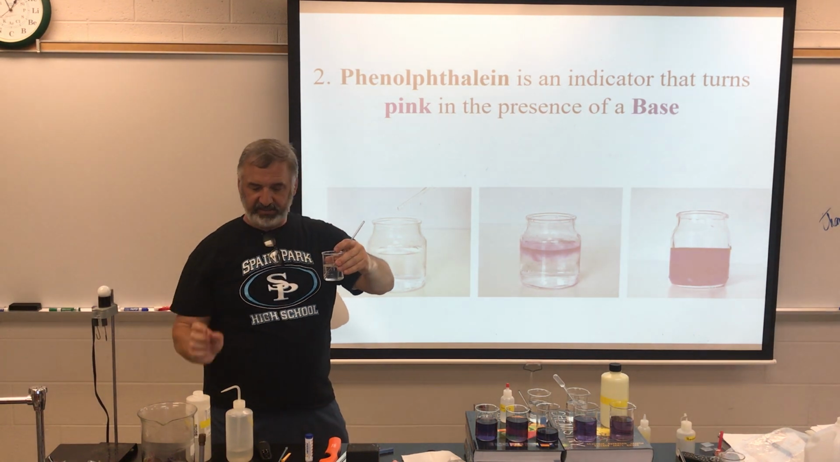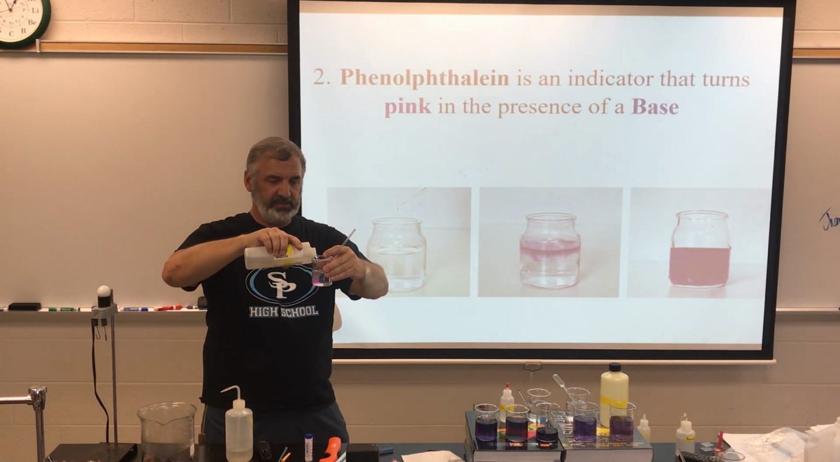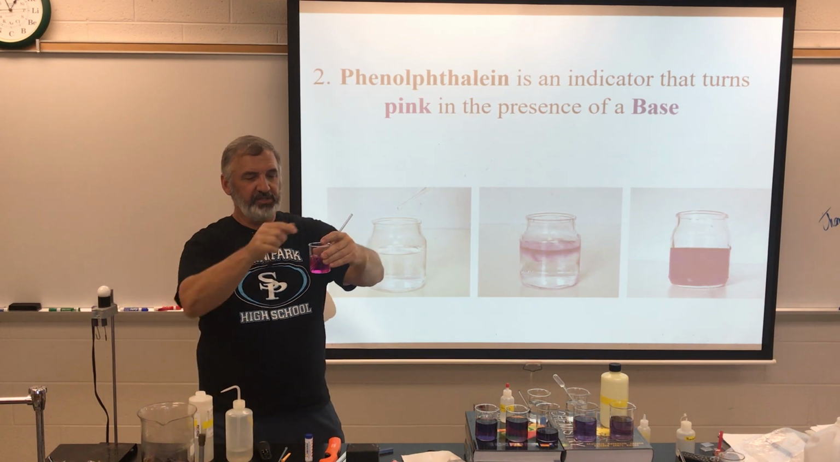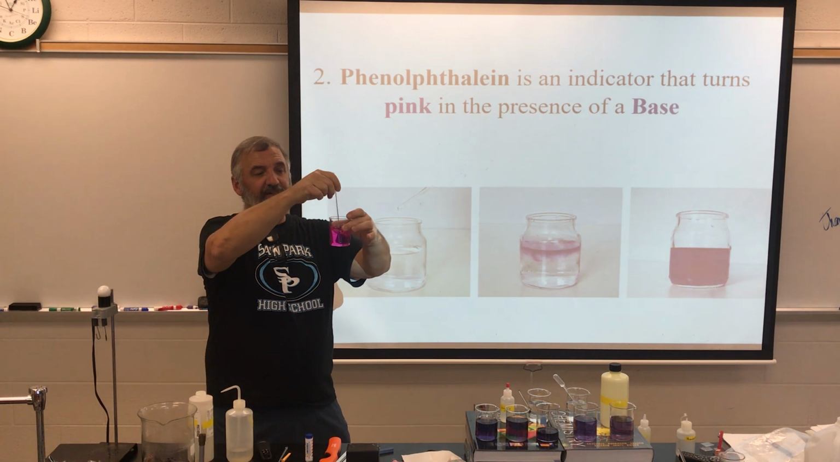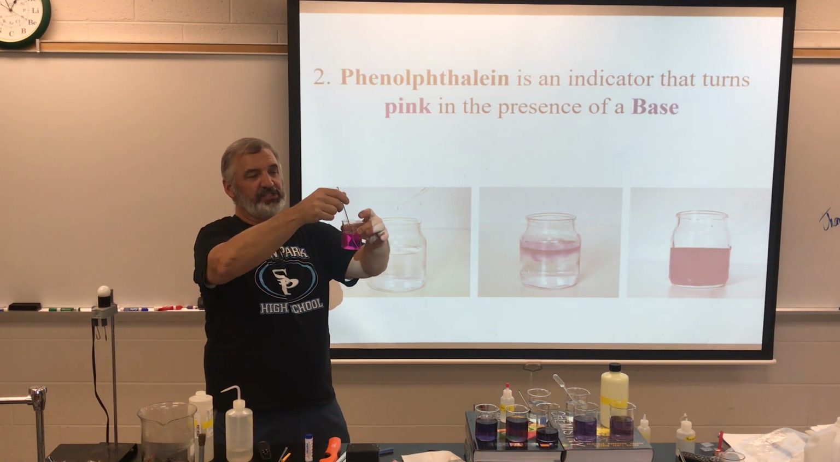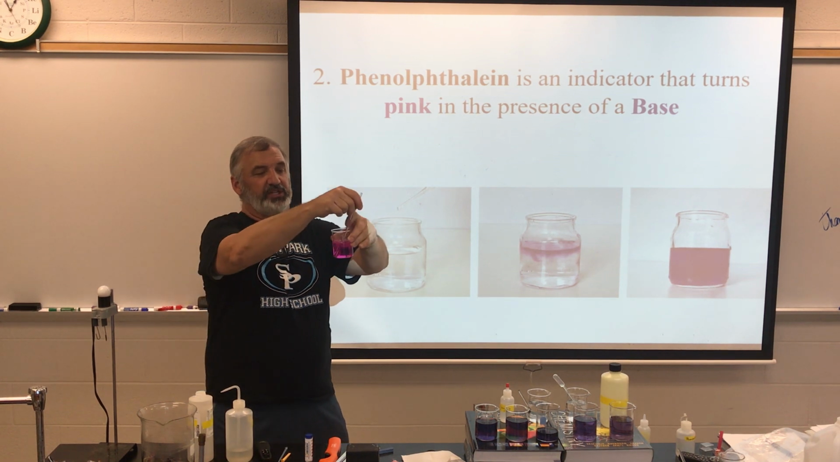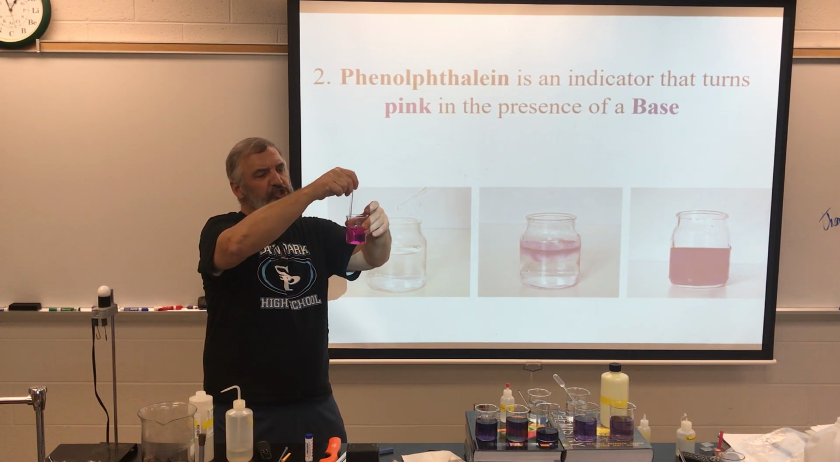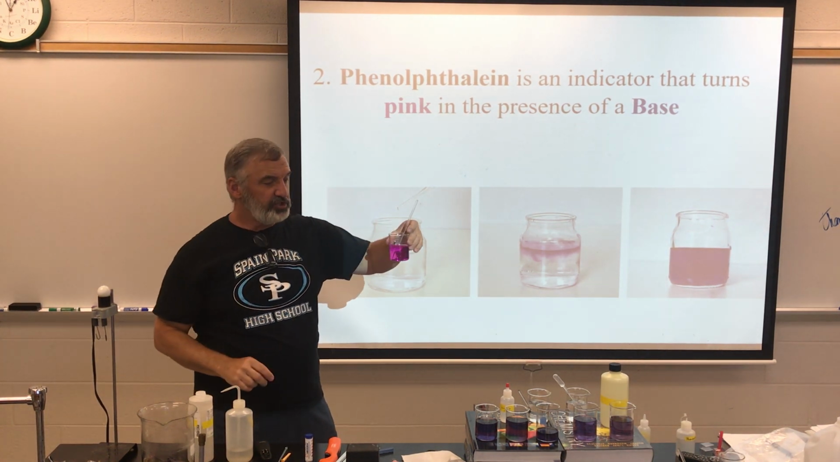I do not trust this to be 6 molar NaOH. You just keep adding. Okay, so now we have more base than we do acid. So when the pH is greater than 7, actually somewhere around 9, it turns this pink, magenta, fuchsia color. So it's colorless in an acid, and fuchsia in a base.